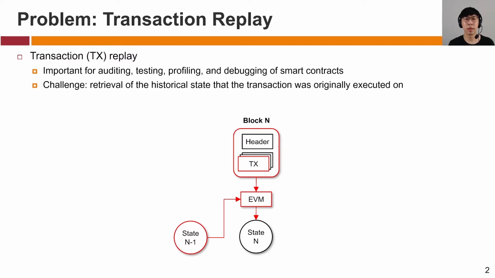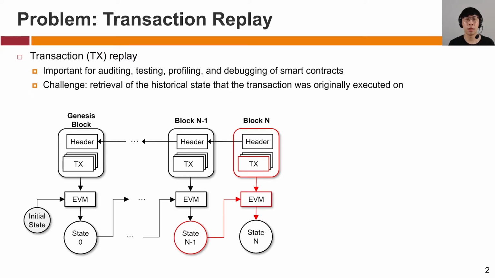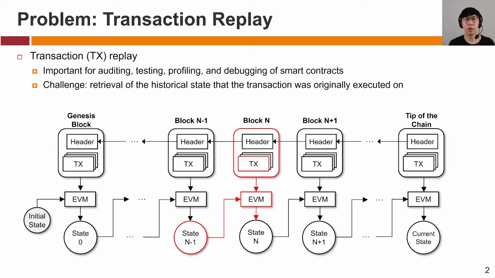To retrieve state n-1, the testing environment should download blocks from the Genesis block to block n-1 and execute their transactions sequentially. Ethereum clients like Geth synchronize to the tip of the chain. Executing from a historical state other than the current state is not considered in the design of the Ethereum protocol.